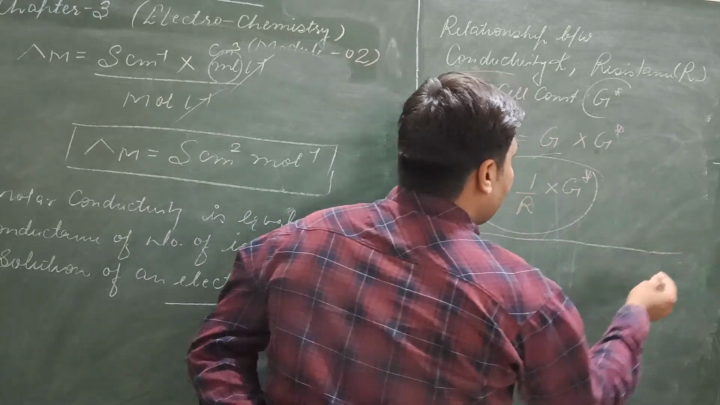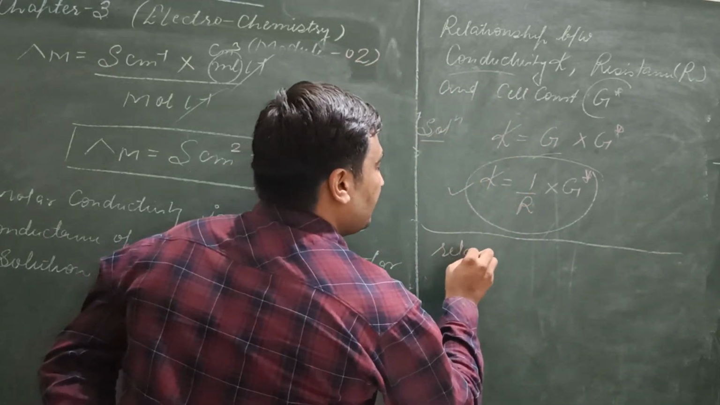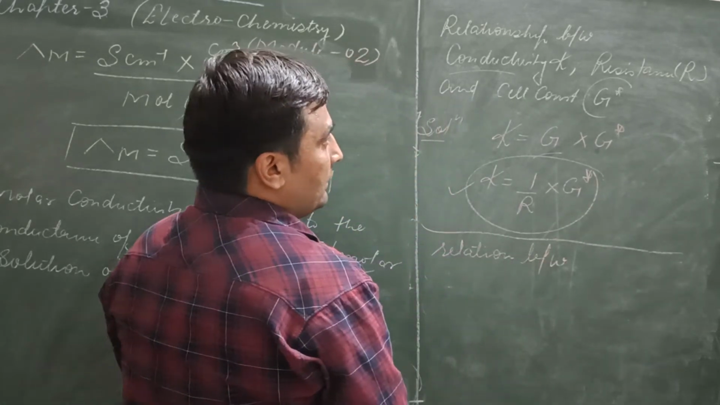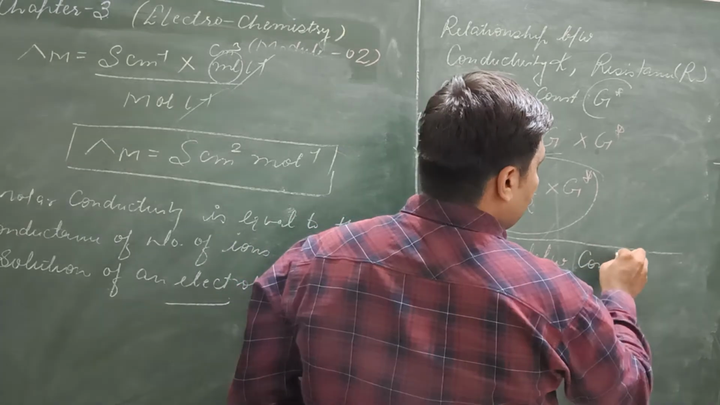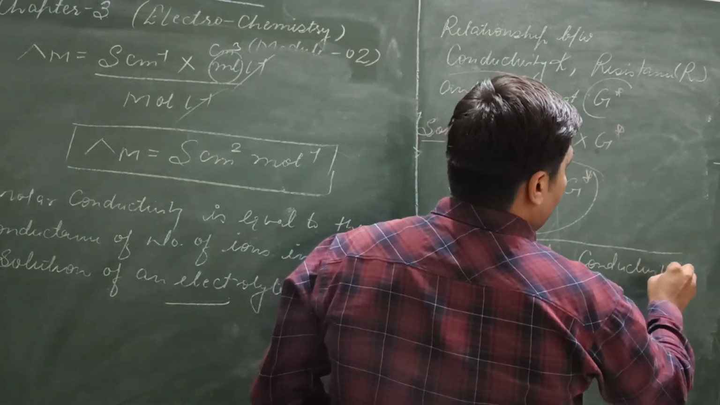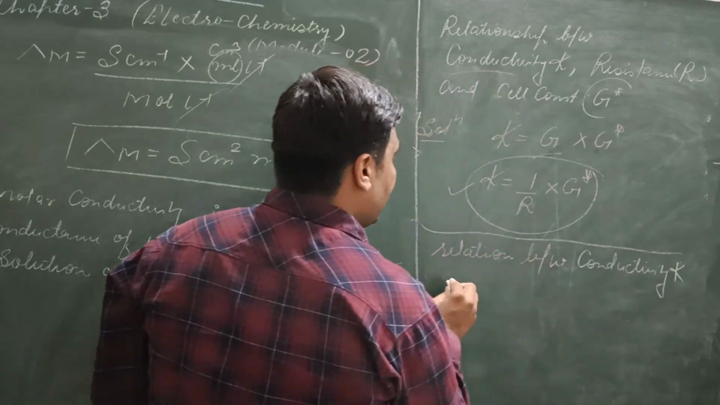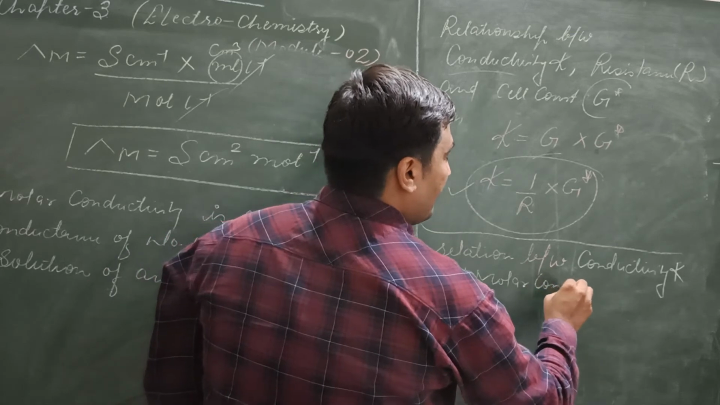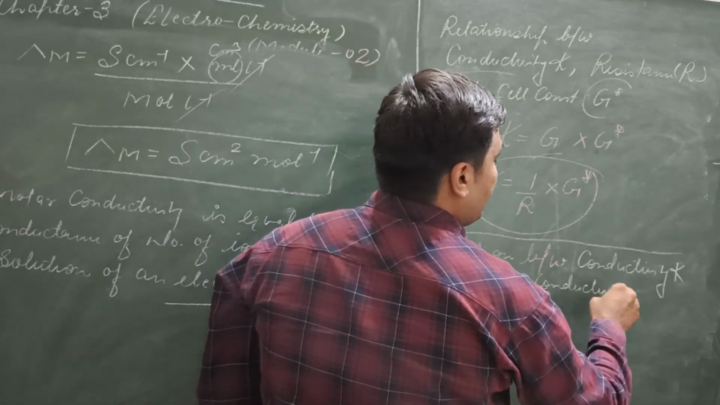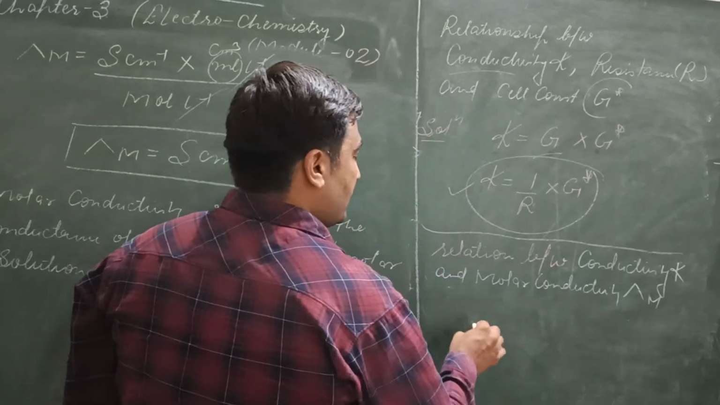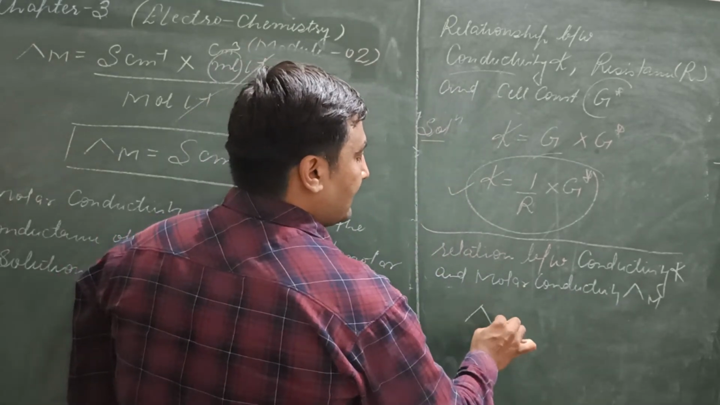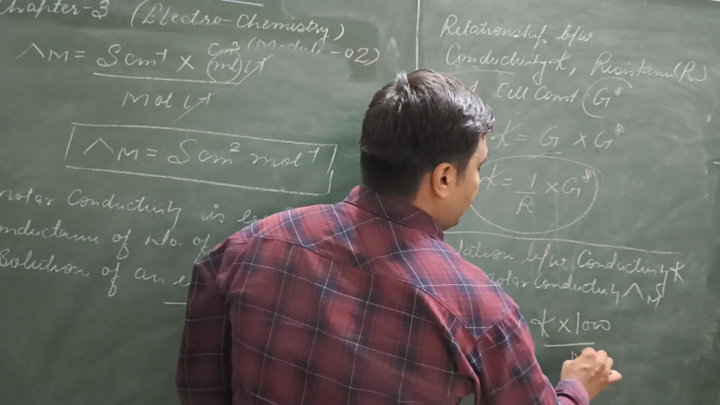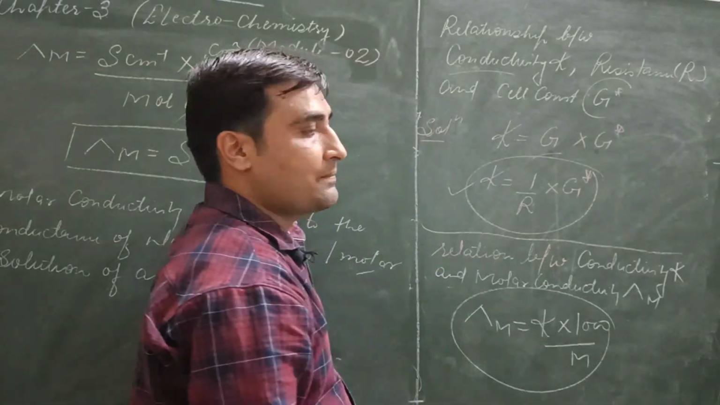Next, one more question: what is the relationship between conductivity kappa and molar conductivity? So the relation will be molar conductivity equals kappa into 1000 divided by M. So this will be the aspect.